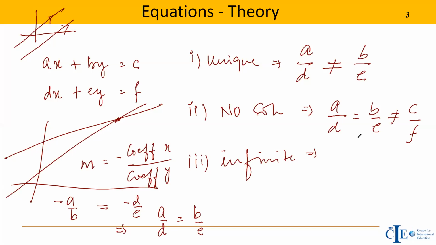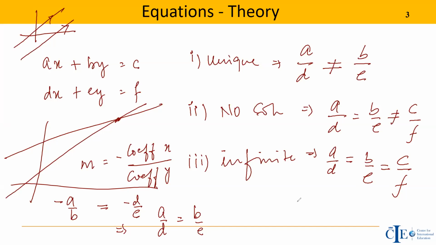Infinite is the case where they will not just intersect, but they will overlap. So if both lines are overlapping each other, then every point is common to them, and hence we will say there are infinite solutions, for which they need to have not only equal slopes, which is a by d equal to b by e, but also the same distance, which is also equal to c by f. So if the ratio of the coefficients of x is equal to that of y and is also equal to the constants, that represents overlapping lines and hence infinite solutions.